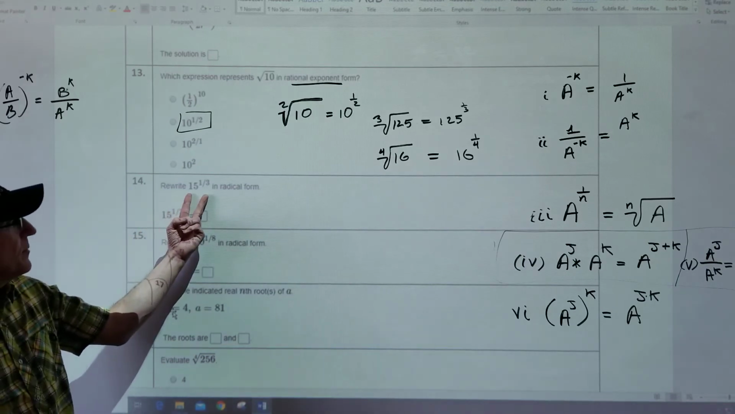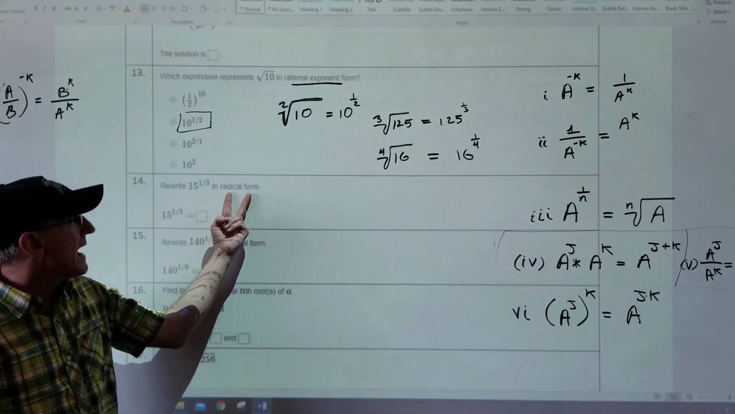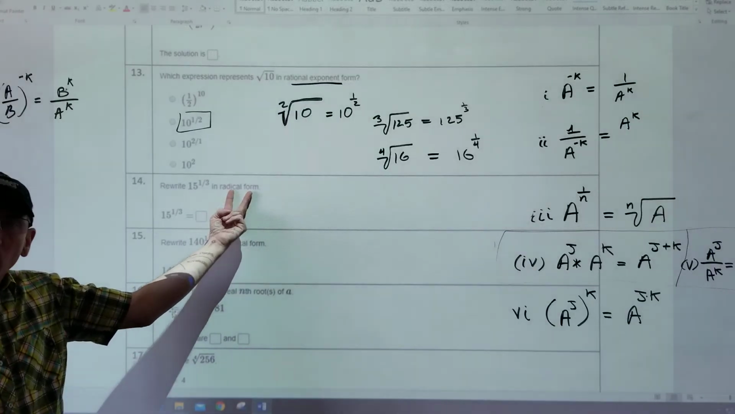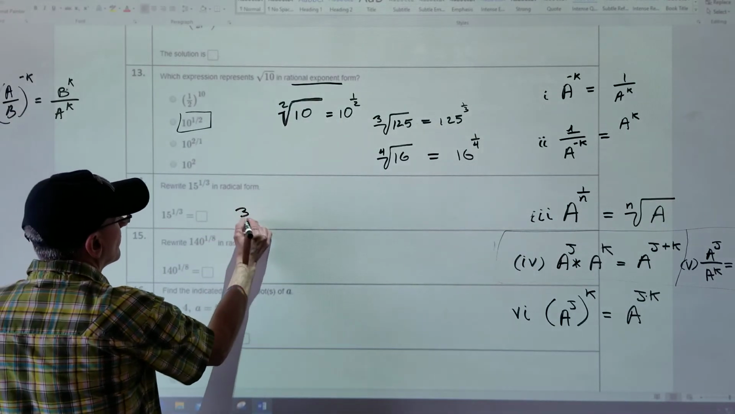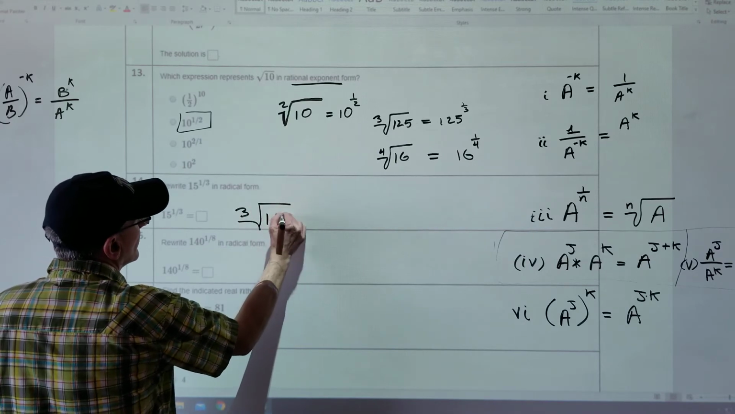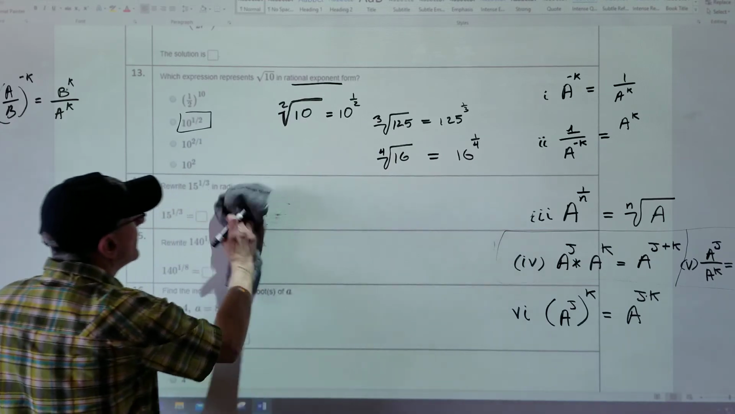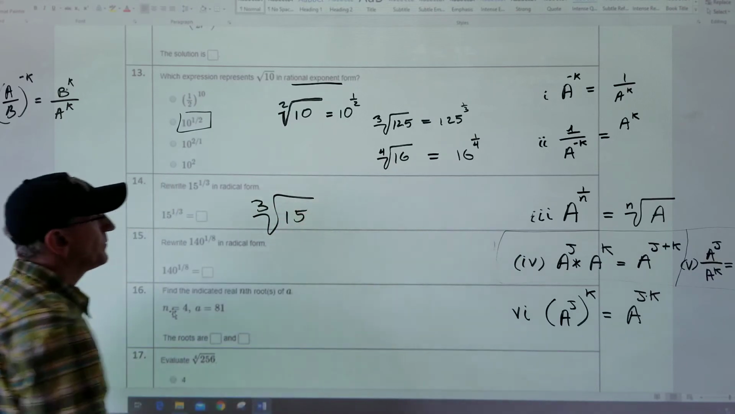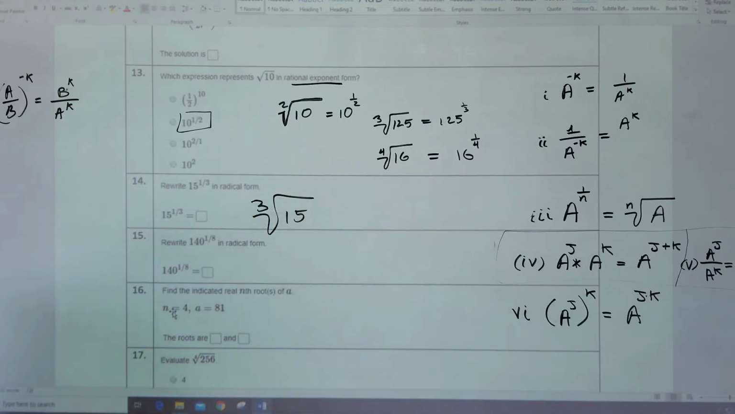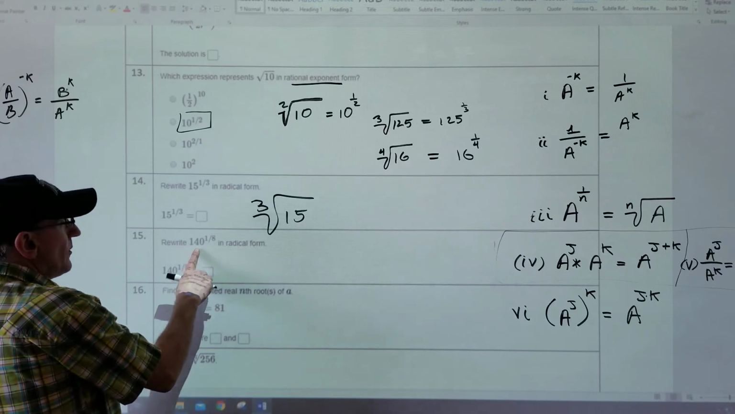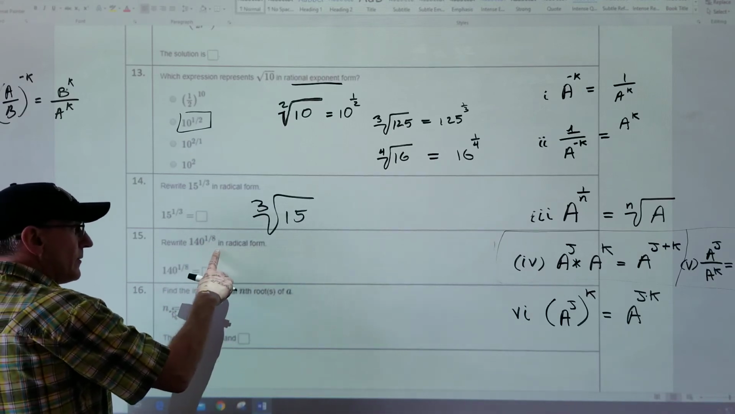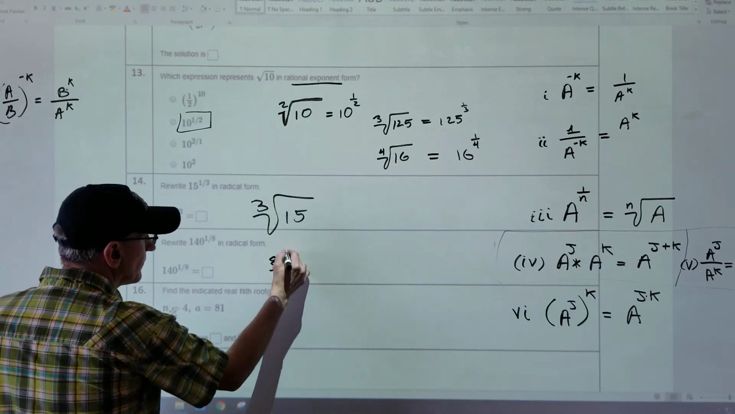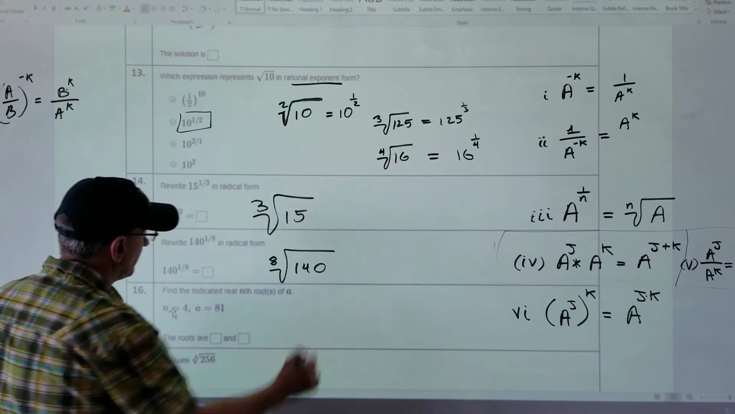15 to the 1/3 power as a so-called radical. What do they want there? They want the cube root. That's a pretty ugly symbol. Let's try that again. That's a little better. All right. 140 raised to the 1/8 power written as a radical. Okay, they want the 8th root of 140.